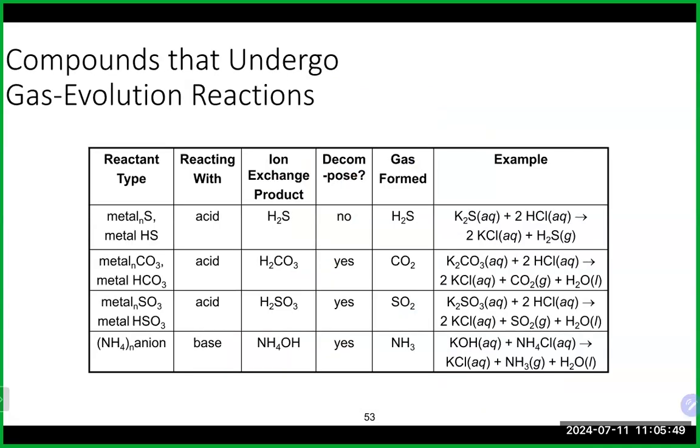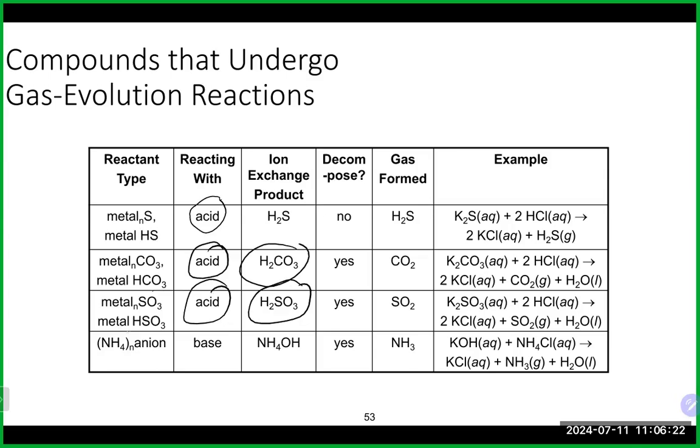If you take a metal that has sulfur in it and react it with an acid, you'll get hydrogen sulfide gas directly as a gas being formed. If you have a metal that has carbonate in it and react it with an acid, you'll get carbonic acid, which will go through a decomposition reaction and make that CO2 like we just saw. If you have a metal that has sulfites and react it with an acid, you're going to make sulfurous acid, which will produce that SO2 gas.